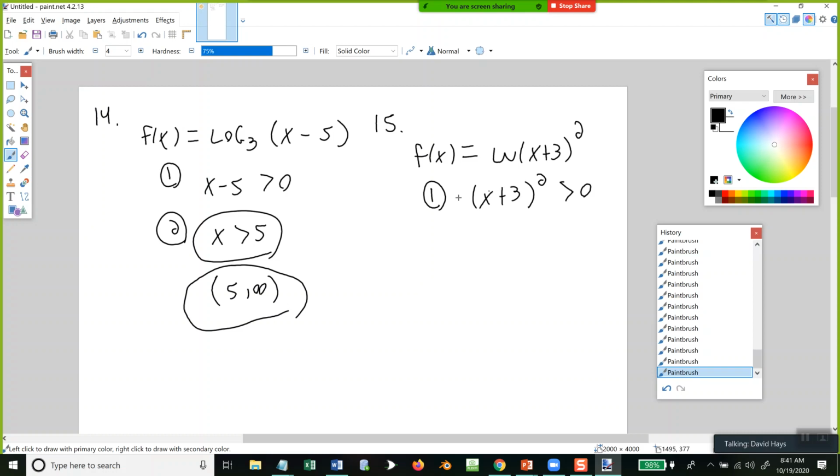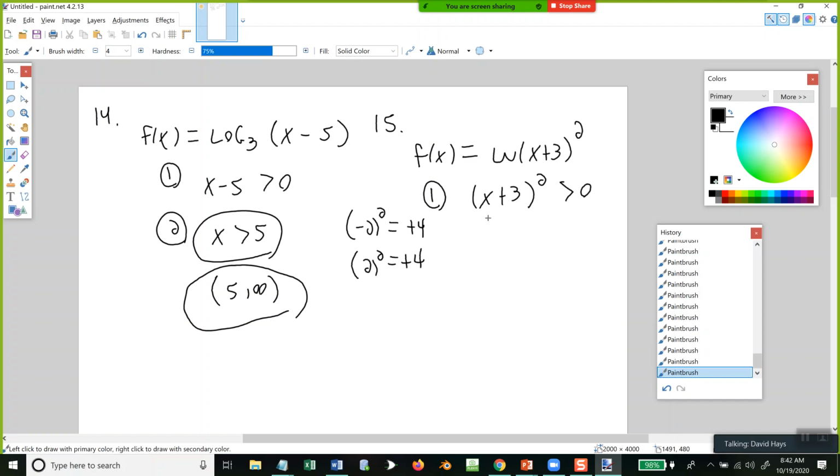But let's think about what happens when I square something. If I got a negative 2 squared, that gives me a positive 4. If I got a 2 squared, that gives us a positive 4. So it appears like when we square anything, it's always positive. So when you're asking when is it greater than 0, it appears like it's always greater than 0.